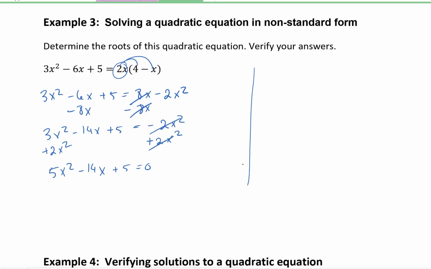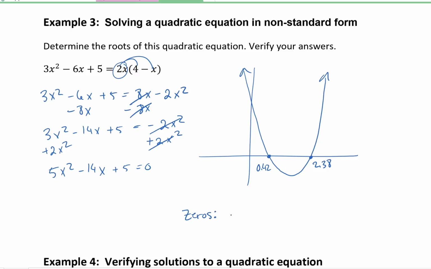So I've got my graph here. Straighter graph, not like that. This point here was 0.42. This point here was 2.38, and we can just state those as zeros or roots or x-intercepts, 0.42 and 2.38. And now you've solved that quadratic equation.